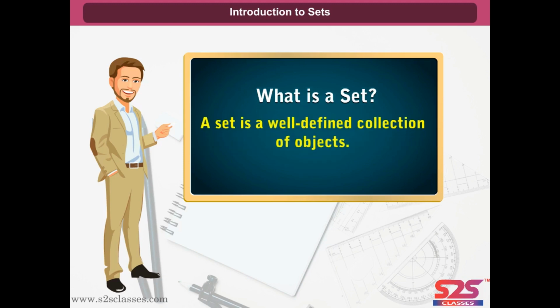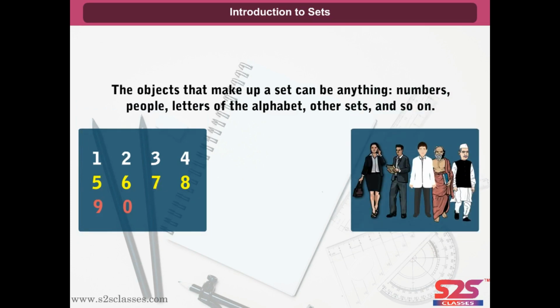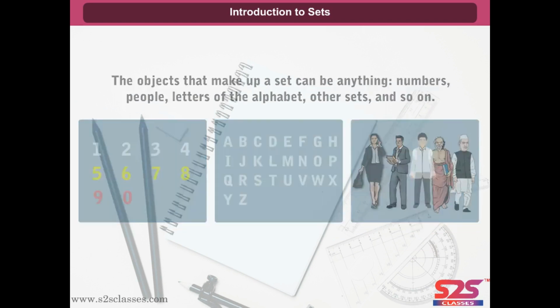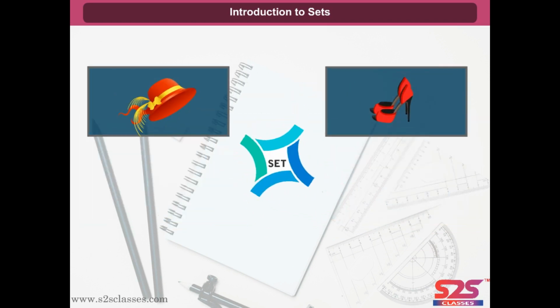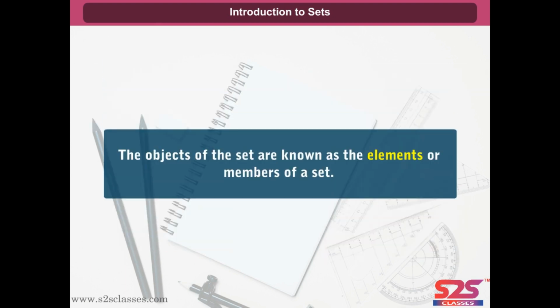A set is a well-defined collection of objects. The objects that make up a set can be anything: numbers, people, letters of the alphabet, other sets, and so on. So, the collection of summer clothes Aditi mentioned in the earlier example forms a set. The objects of the set are known as the elements or members of a set.